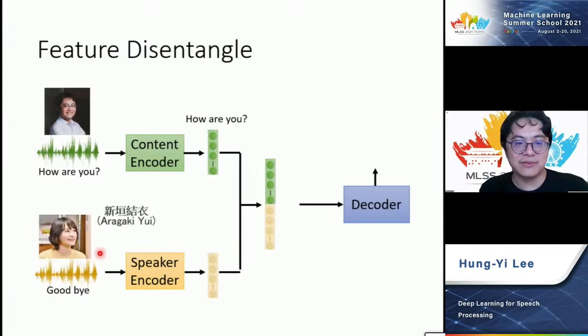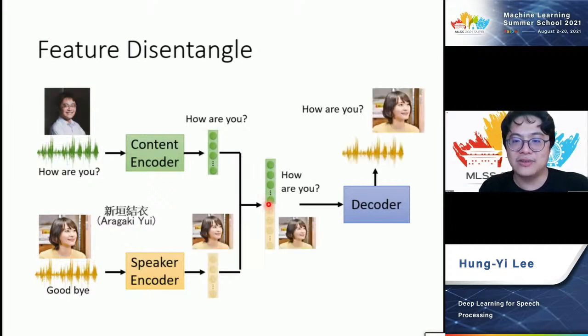Actually, she's not a random person. She's Yui, but don't worry if you do not know who she is. She's a very famous Japanese actress. This is the voice of Yui, and you extract the speaker characteristics of her. Then you concatenate these two representations together, and your decoder synthesizes the voice. Then you can use Yui's voice to read the sentence of this male speaker. Actually, this is me. If you have the content encoder, speaker encoder, and decoder, you can achieve voice conversion in this way.